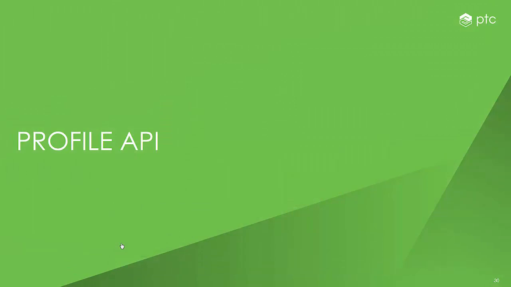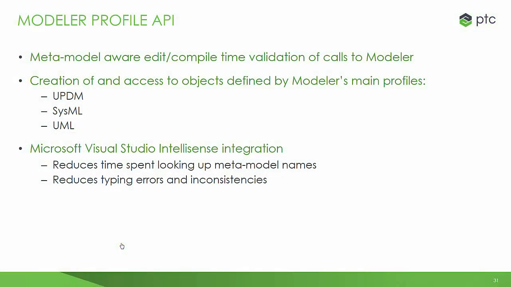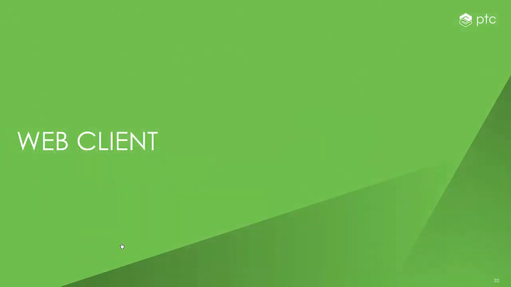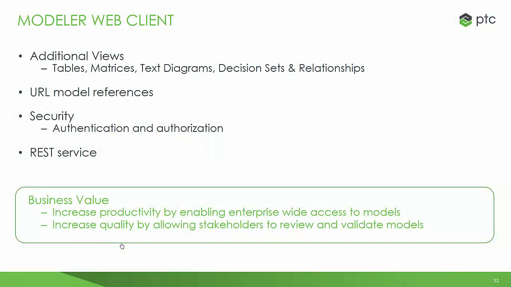Just to cover off the last two new features, we also added a profile API, which helps when importing profile specific model data. We also dramatically improved the web client for Integrity Modeler. So we've added more views. In the past we could see properties and diagrams, but we've now added tables, matrices, text diagrams, decision sets and relationships. We've also added URL model references, which we saw a moment ago when we were navigating from the Trace app across to Integrity Modeler's web interface, for example, and to the rich client when we opened up Integrity Modeler on a particular block.